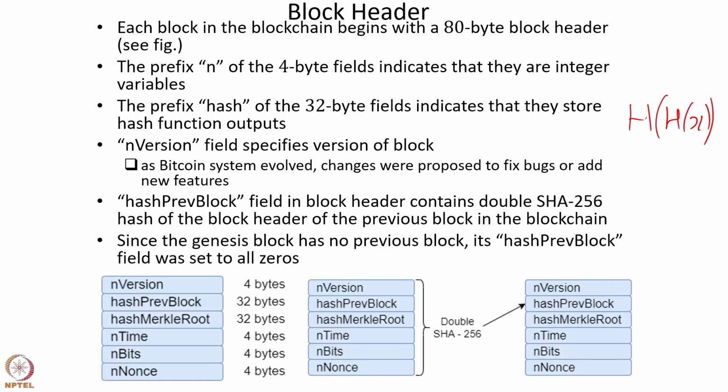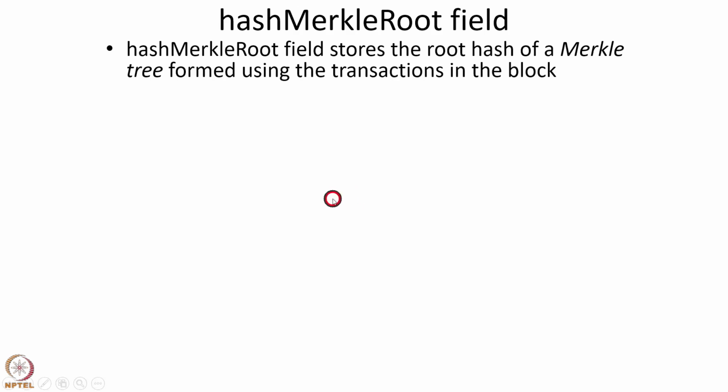Next we discuss the hashMerkleRoot field, that is this one. That is also a cryptographic hash value. The hashMerkleRoot field stores the root hash of a Merkle tree that is formed using the transactions in the block. We will discuss the concept of a Merkle tree.